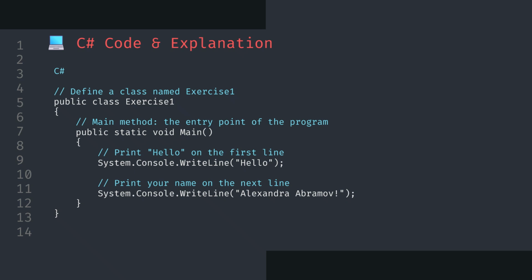Let's break this down. First, every C# program starts with a class. Here, we call it Exercise1. Inside it, we have the Main method. This is where the program begins the execution. The System.Console.WriteLine method is what actually prints text to the screen. The first call prints "hello", and the second call prints the name, Alexandra Abramov. Because WriteLine automatically moves to the next line after printing, the name appears neatly underneath "hello".